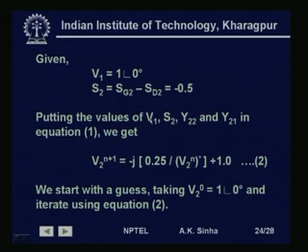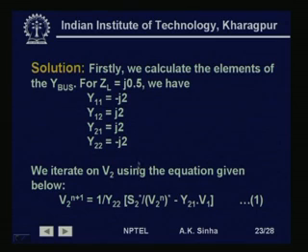So, putting the values of V1, S2, Y22 and Y1, Y21 in equation 1, we get V2 n plus 1 is equal to minus j 0.25 divided by V2 n conjugate plus 1, because we have taken j by this. If we substitute the values here, Y22 is minus j2, right.